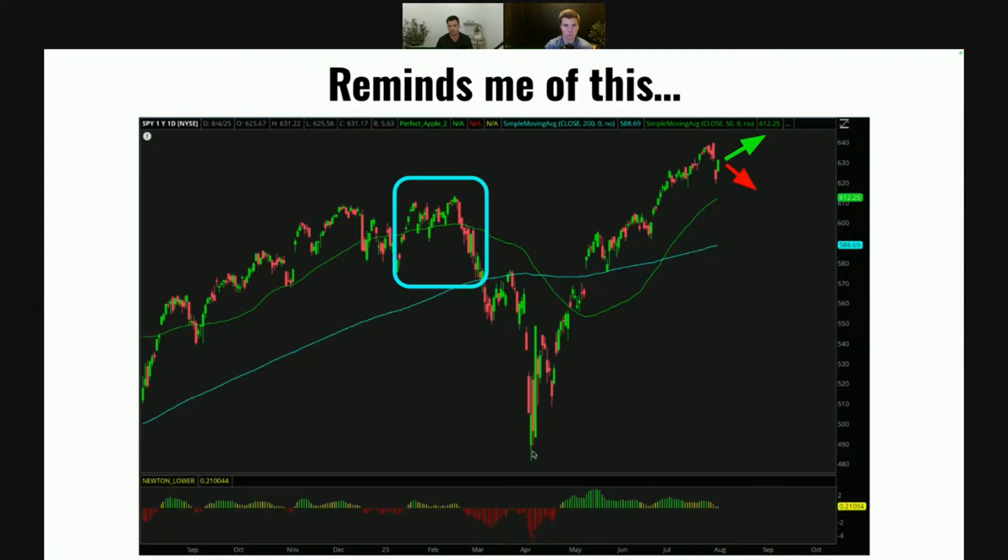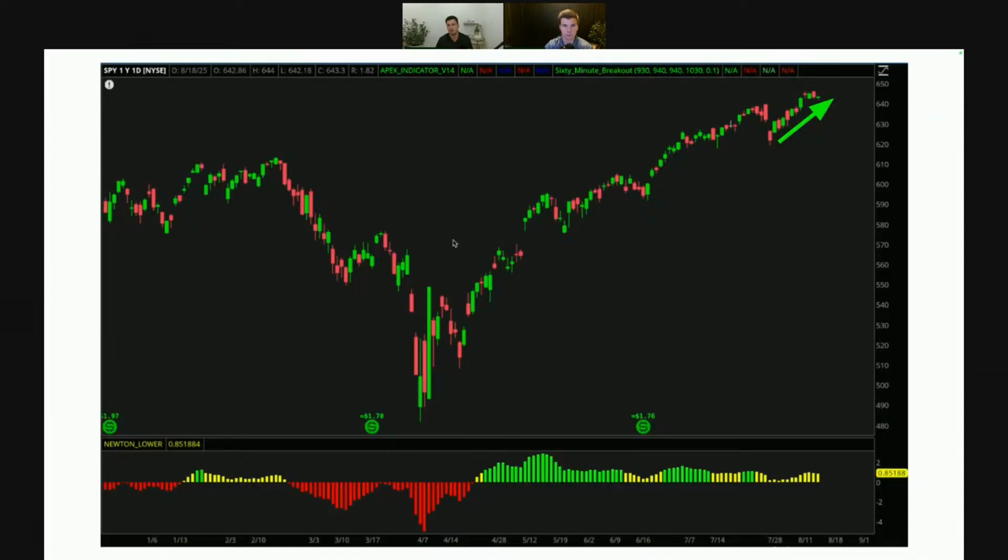Obviously, much of this had to do with the tariffs, but it does remind me of this sort of price action. So here's where we are right now. We did go on to make all-time highs. We are seeing the market start to stagnate a bit right now. Again, the S&P was completely flat yesterday, closed 0.01% down. Today, it's at 0.07% up. So very, very small moves happening.